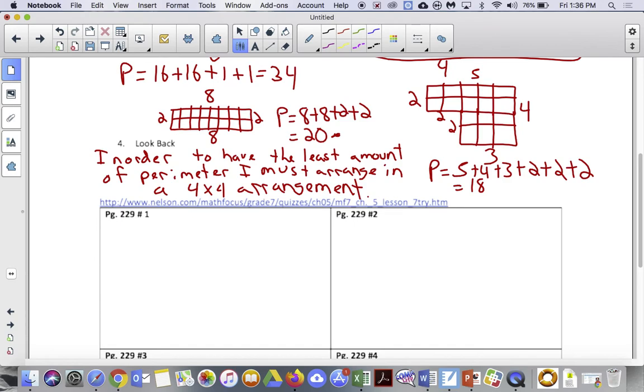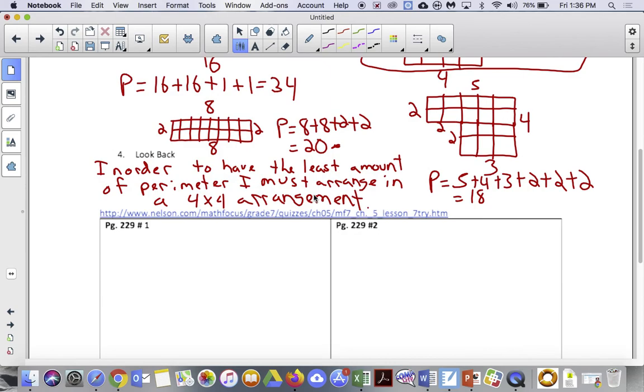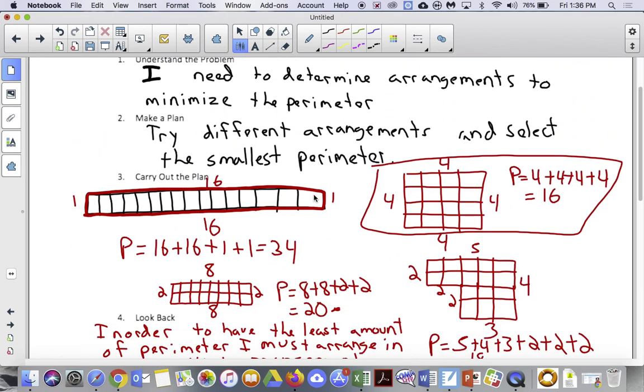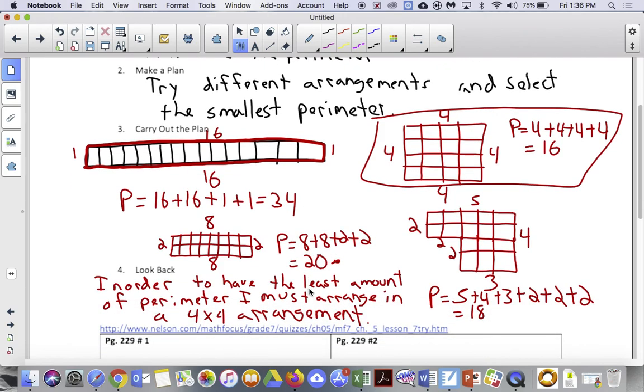So every single time you are given a problem and need to solve, these are the steps you should go for. 1, determine exactly what you are trying to solve. 2, make a plan to solve it. 3, carry out the plan. And you should always look back and see if what you are doing made sense.